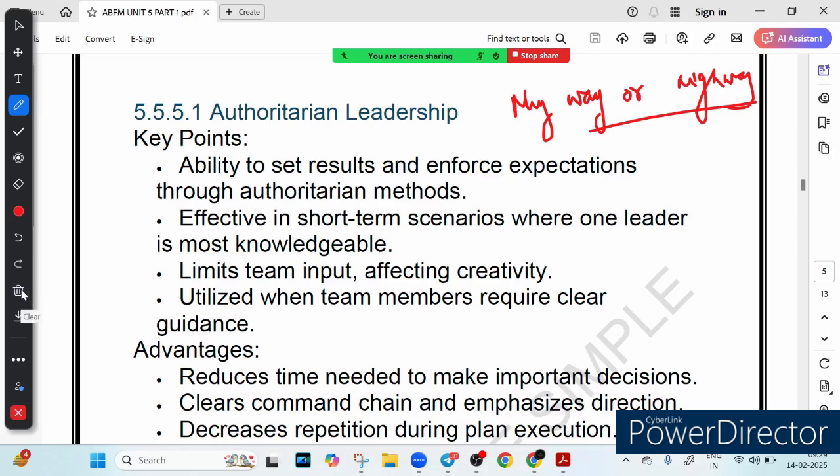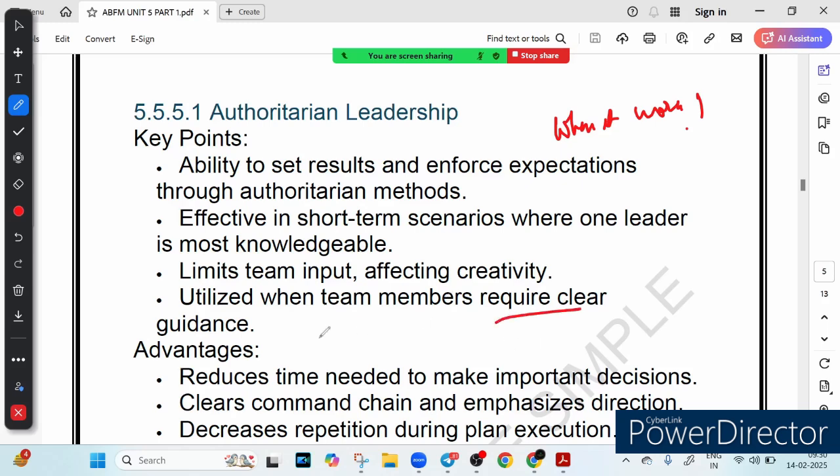Now the question is, when does it work best? It works when quick decisions are needed, like in a crisis, right? Suppose you have to make a quick decision, here it works. Second, when the leader has expert knowledge and the team lacks experience, meaning one leader is most knowledgeable. And the third point is when employees need clear guidance or strict direction to get the job done. So I have told you 3 points: when quick decisions are needed, when the leader has expert knowledge and the team lacks experience, and when employees need strict direction to get the job done.